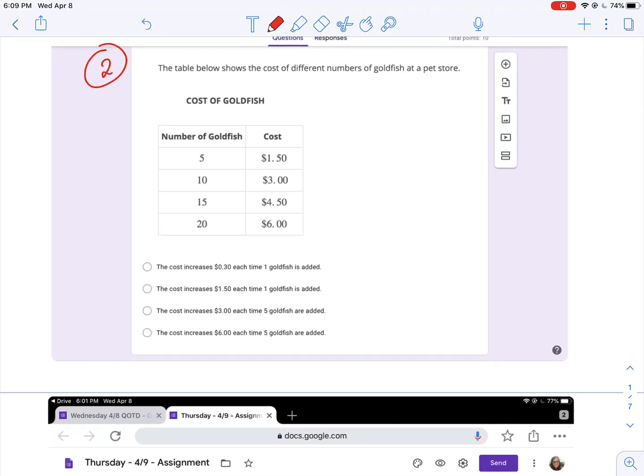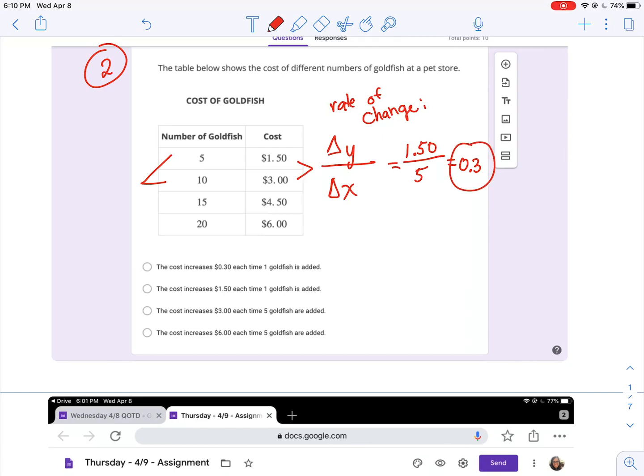Number 2 says, the table below shows the cost of different numbers of goldfish at a pet store. And based off of this, you want to identify which is true. So, the cost increases 30 cents each time a goldfish is added. Now, if we look for our rate of change, or how much it costs per goldfish, remember the rate of change is triangle y divided by triangle x. So my rate of change, in order to go from one y to the next, I do $3 minus $1.50, which is $1.50, all over my change in x's, which is 5. If I take $1.50 and divide it by 5, I get 0.3, or 30 cents in this case, because this is all cost. So the cost increases 30 cents each time one goldfish is added.